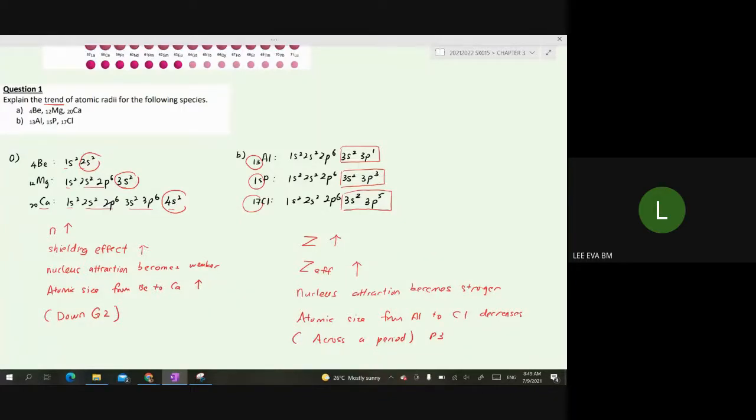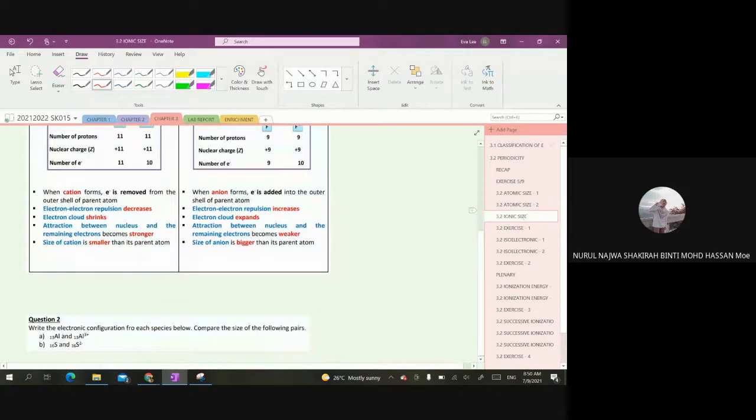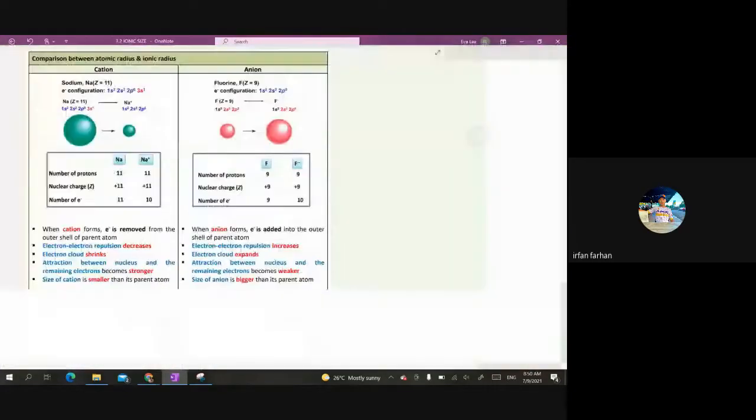Kita ada 3 kategori, transition elements, across a period dengan down the group. Is everyone alright? Any questions? Tak ada soalan, madam teruskan ya.